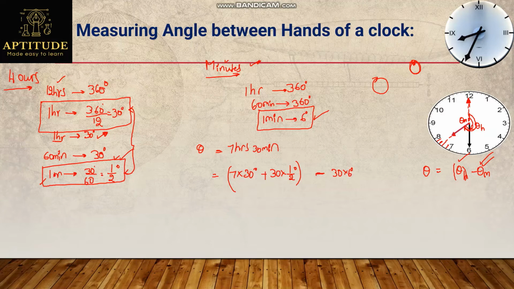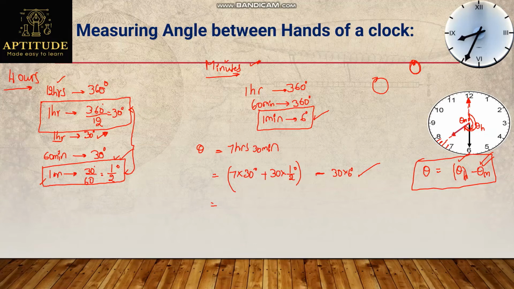Now, by solving this, I can get the exact angle difference between them. I can take 30 common between them, or else I can take 7 into 30 and do it normally. So this is how we generally solve, finding theta h separately and theta m separately. But it becomes a hectic process every time. In aptitude, we will not have this much time to find individually and answer. So from this, we are going to frame a formula.